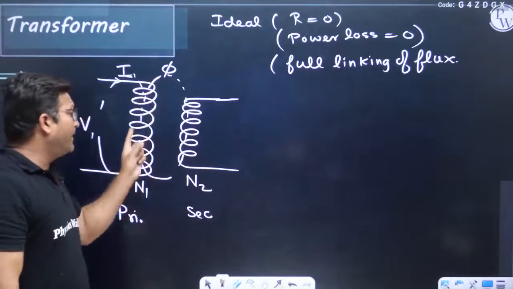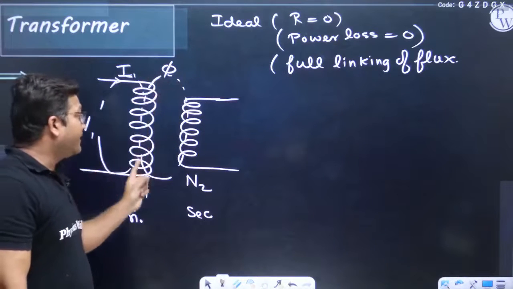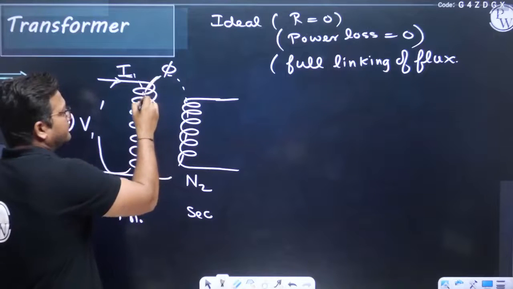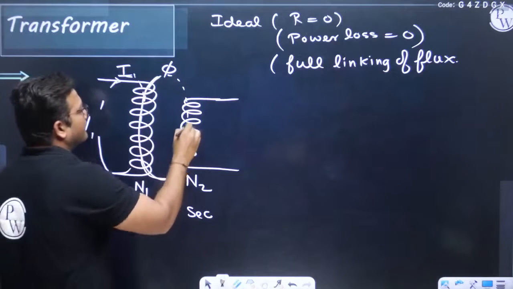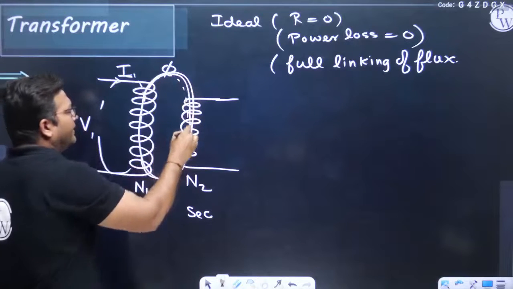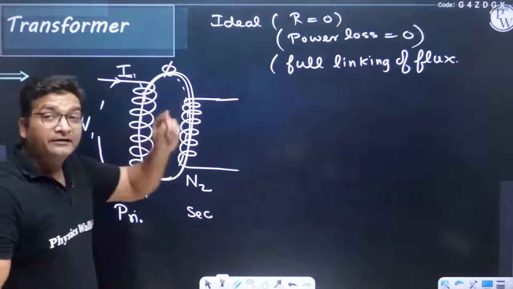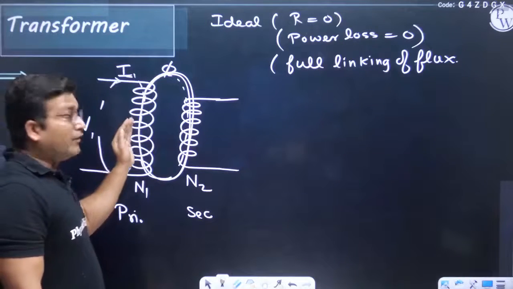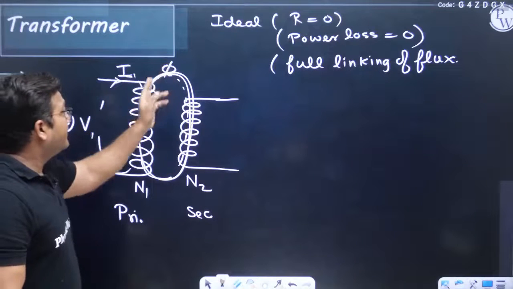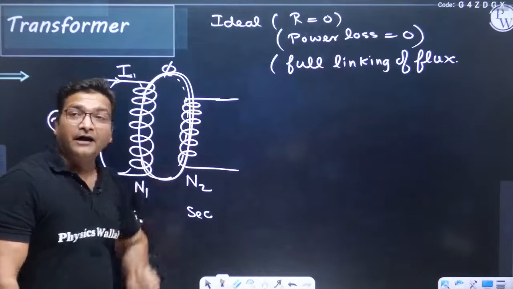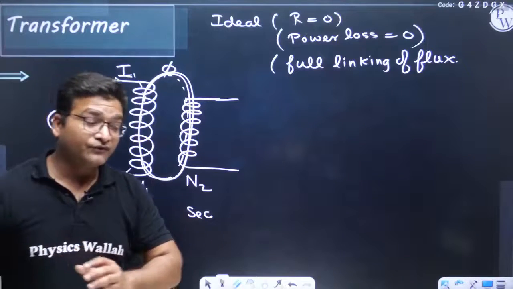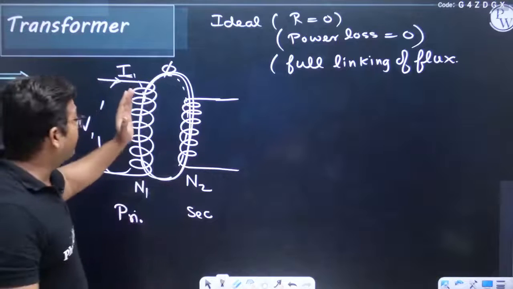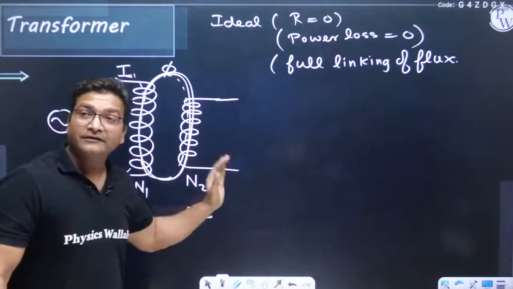We use a metal frame that links both the coils. So we use a metal frame here like this. And when magnetic field lines find a metal path, they don't go just anywhere else. They follow this metallic path and they cross the primary coil and the secondary coil equally. So somehow using a metal core, we achieve that the same flux produced by I1 links the secondary coil.